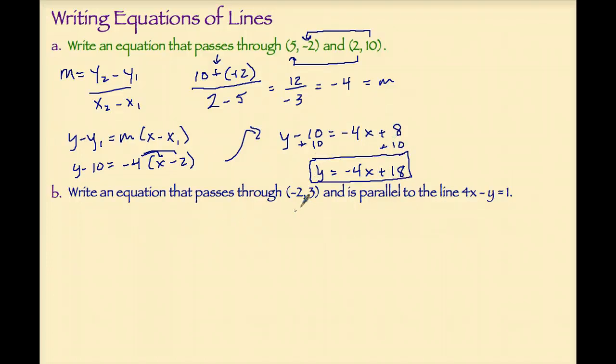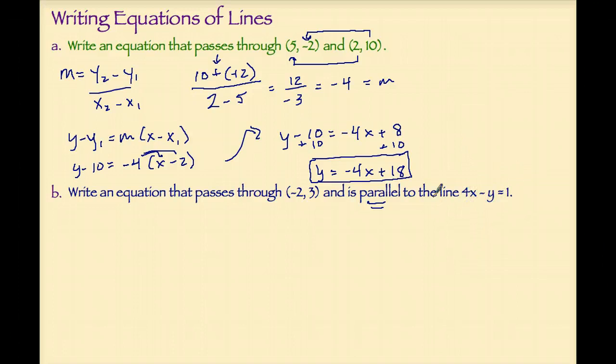Write an equation that passes through the point negative 2, 3, a point, and is parallel to the line 4x minus y equals 1. Well, remember, parallel lines have the same slope. So whatever the slope of this line is, that would be the slope of my line as well. So we need to extract that information from this line.